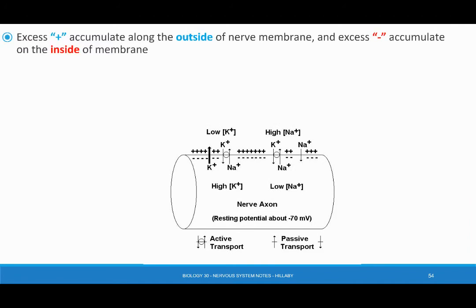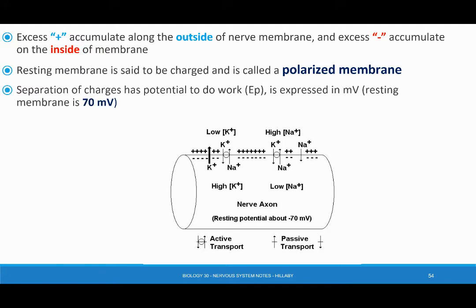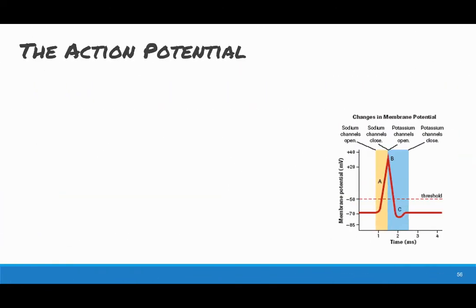Okay, so excess positives accumulate on the outside of the nerve membrane and excess negatives accumulate on the inside. And so that's an electrochemical gradient. And we say that the membrane is charged and it's a polarized membrane. So that is a resting membrane potential. Now let's take a look at what a localized action potential looks like.